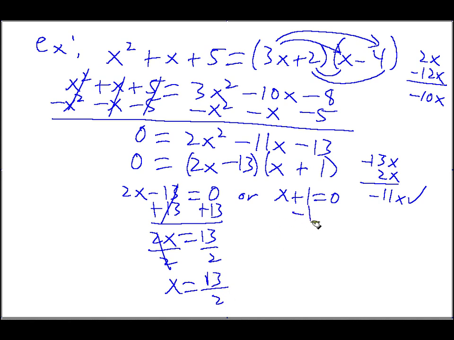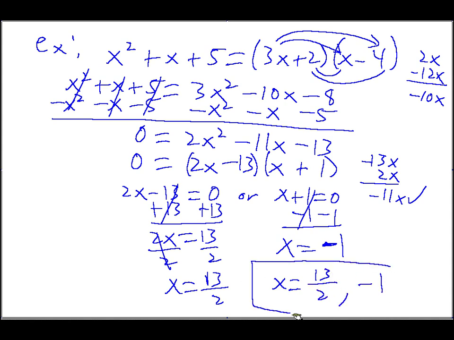All right, and then here subtract 1 on each side, so we get x equals negative 1. Negative 1 there. Okay, so final solutions. Two solutions are what? 13 halves. And what? Negative 1. Okay, so we get 13 halves and negative 1, as our solution. We get 13 halves, negative 1 here.